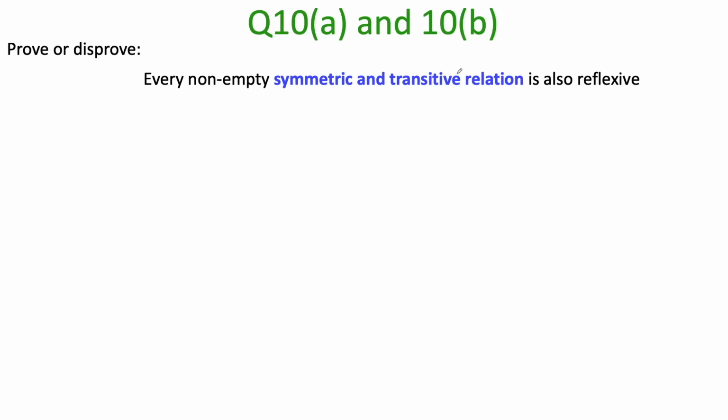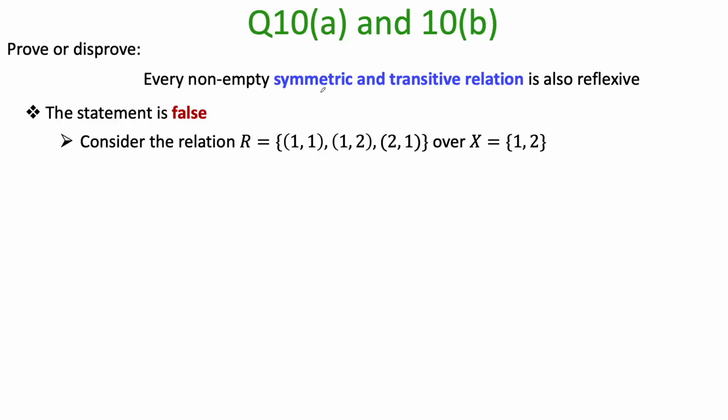In question 10a, you are asked to either prove or disprove that every non-empty symmetric and transitive relation is also reflexive. Well, we can give a very simple counterexample to prove that the statement is false. Imagine you are given a relation R over this set X. The relation is clearly symmetric. It's also transitive. If you are wondering why it is transitive, you have 1 comma 1 and 1 comma 1 present, and you have 1 comma 2, 2 comma 1 present, so you should have 1 comma 1 in the relation, which is present in the relation. But the relation is not reflexive because 2 comma 2 is not present.